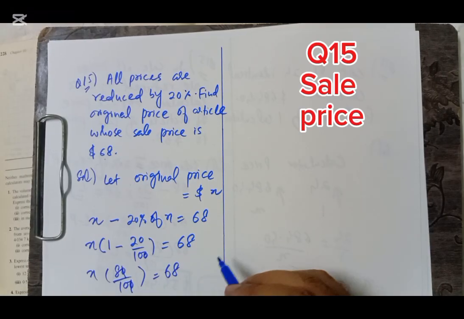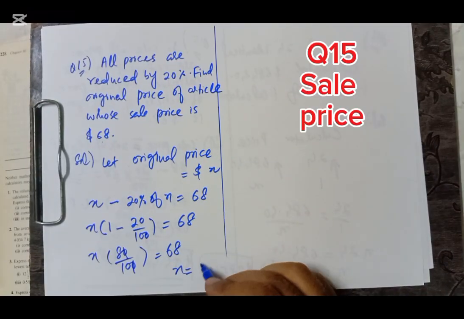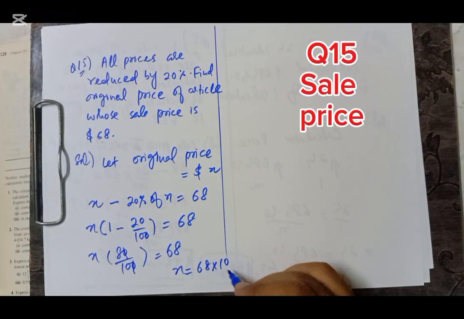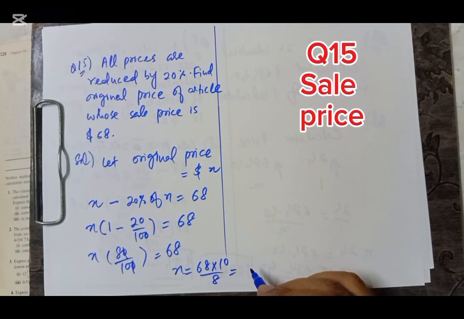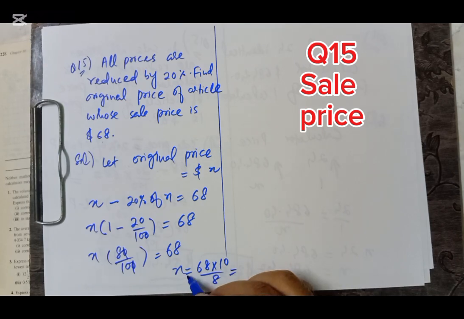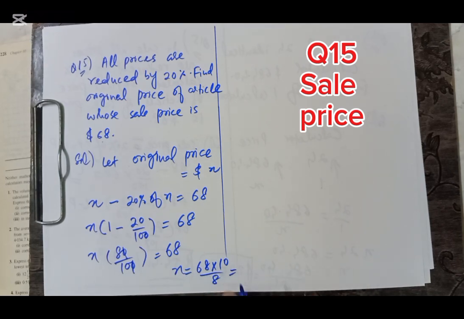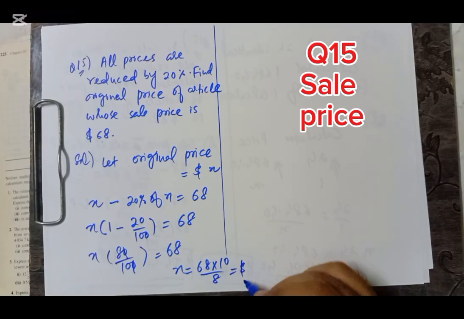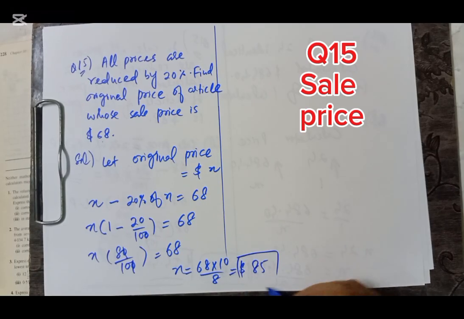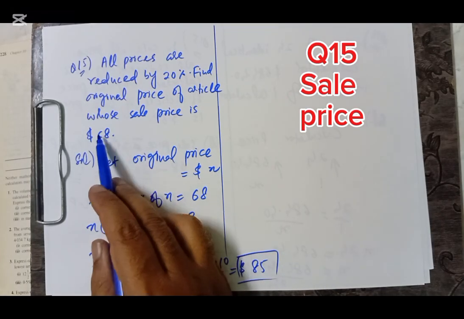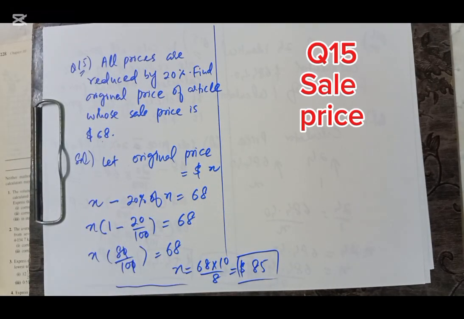These two zeros can be cancelled. So X is equal to 68 multiplied by 10 divided by 8. And to save time, I use a calculator to find it. This gives me $85. So that means the original price was $85, and by a 20% reduction, the new price has become $68.